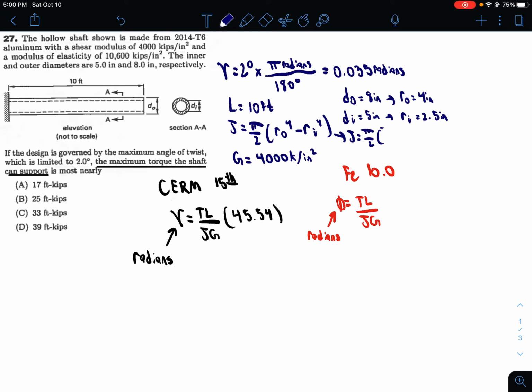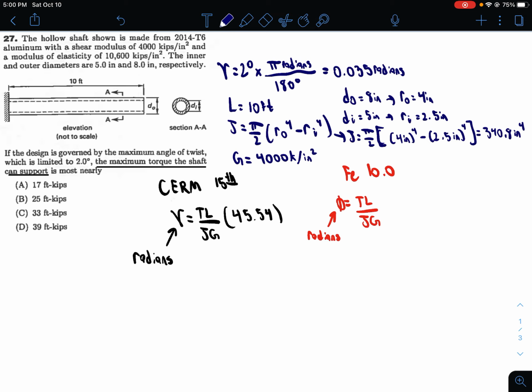Times it by 4 inches to the fourth minus the inner, which is 2.5 inches raised to the fourth. And when I do that, I get a value of 340.8 inches to the fourth.